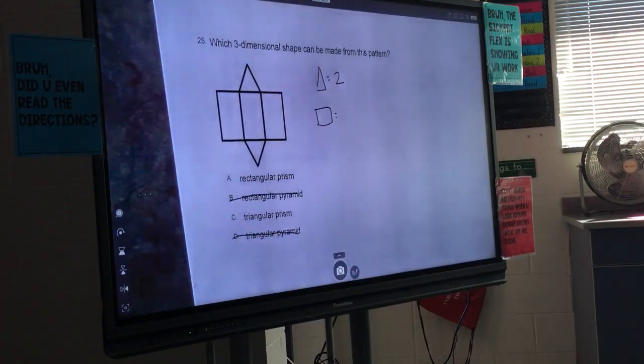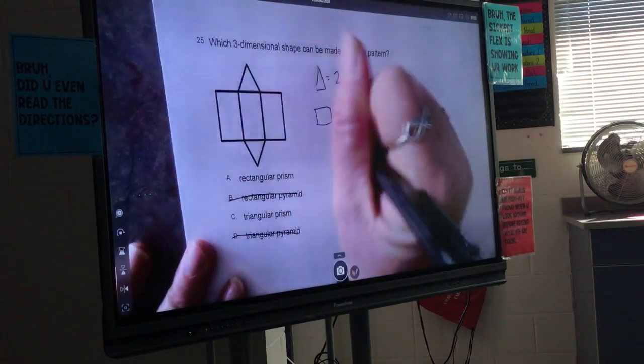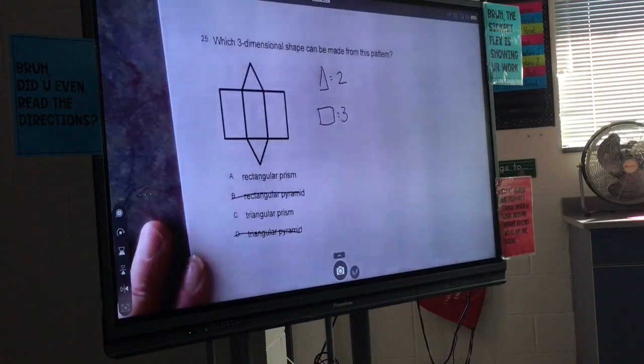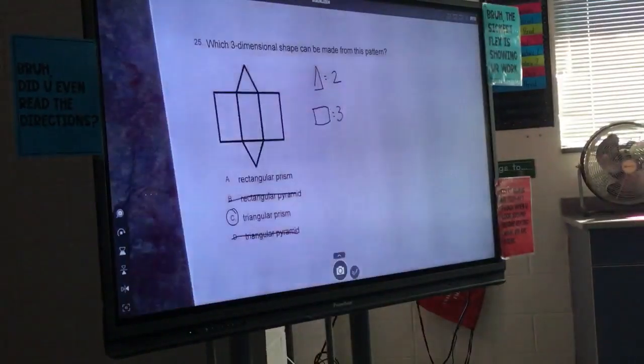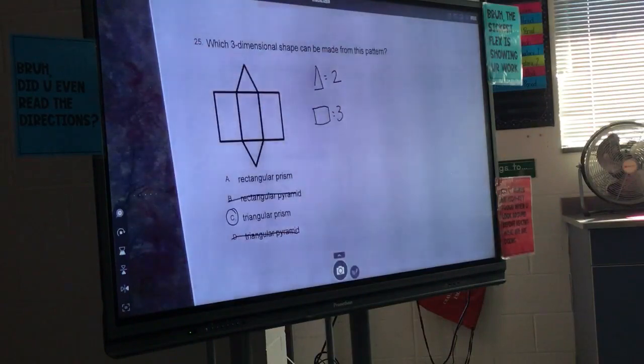How many rectangles does it have? We have three rectangles, which means, do we have enough for a rectangular prism? No, because a rectangular prism is made up of all of what? Rectangles. This shape is not made up of all rectangles, right? This shape has two what? Two triangles. So therefore, the answer to this one is a triangular prism.